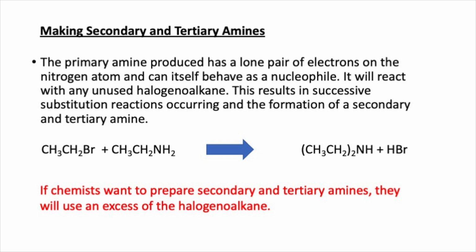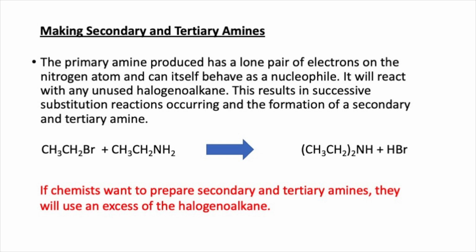Now, secondary and tertiary amines can be made in a similar way. The primary amine that forms when you react a halogenoalkane with ammonia also has a lone pair of electrons on it, so it can also act as a nucleophile. This lone pair of electrons on the nitrogen behaves as a nucleophile, and then this will react with any unused halogenoalkane, and the result is successive substitution reactions occurring and the formation of a secondary amine and then a tertiary amine. So the following chemical equation shows what takes place.